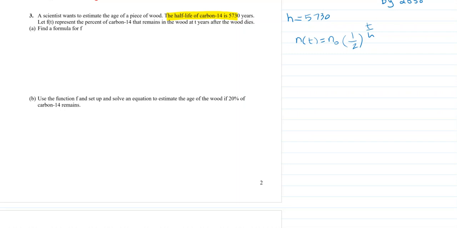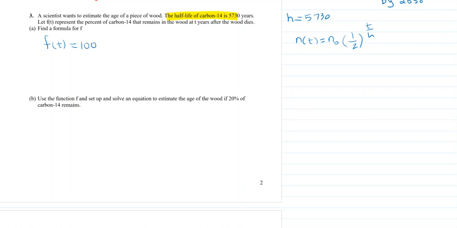So every living thing has carbon-14 in it. Once it dies, the carbon-14 starts to decay. It starts with 100% of the amount of carbon-14 present. After 5,730 years, half of it is gone and half of it remains. So the function that gives you f, in this case, again, they want us to call it f of t instead of N of t, is the initial amount, which is the 100%.